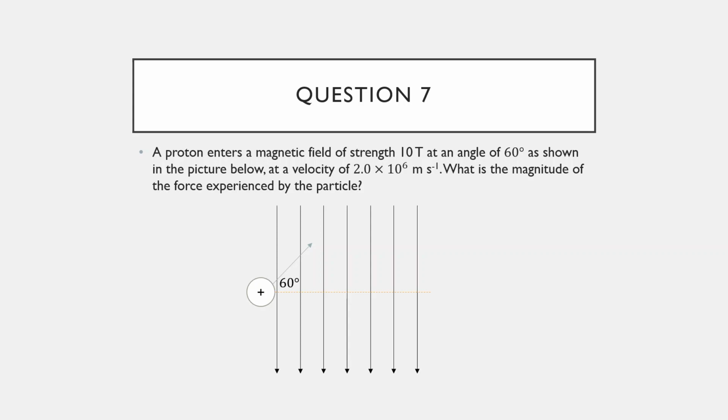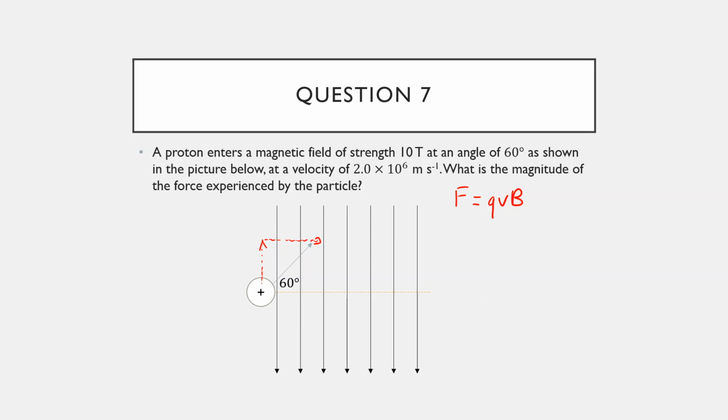So we know that we've got a charge moving in a magnetic field. We're going to be using F equals QVB. We know Q, it's a proton. It's got a charge of 1.6 times 10 to the negative 19. B is 10 Tesla. V, that's the thing that's going to trick us here, because it's not perpendicular. It's not moving perpendicular to the field. So what we've got to do is split it into components. It's got this component here, which is parallel to the field, and it's got this component here, which is perpendicular.